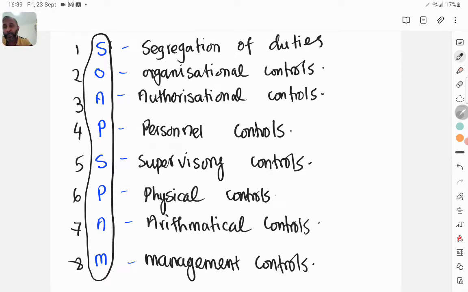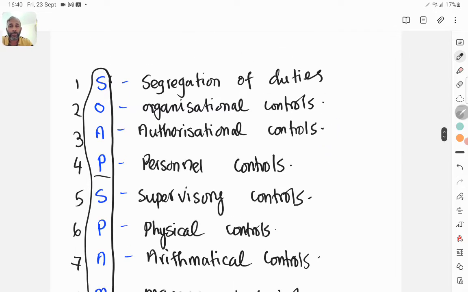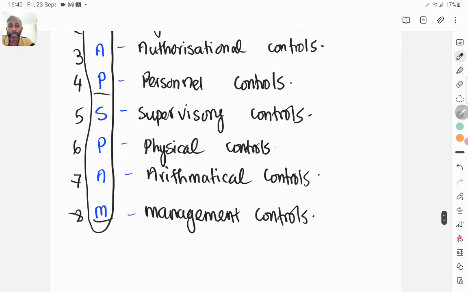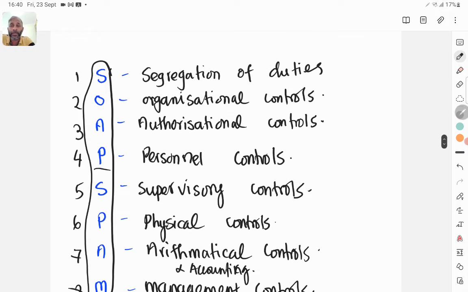If you read vertically down, SOAPS PAM, which has a full form here: segregation of duties, organizational controls, authorizational controls, personal controls, supervisory controls, physical controls, arithmetical and accounting controls, and management controls. Let's try to understand the meanings of these in a very quick manner.